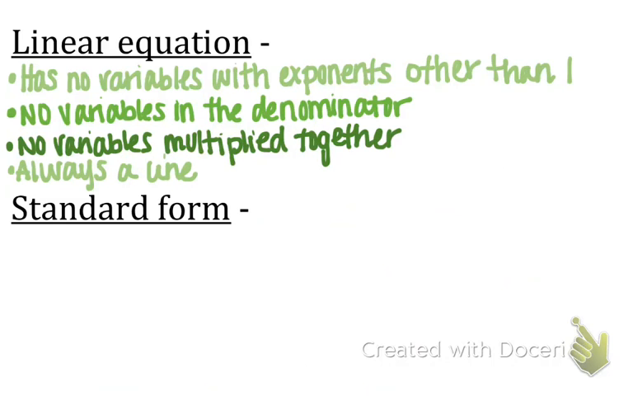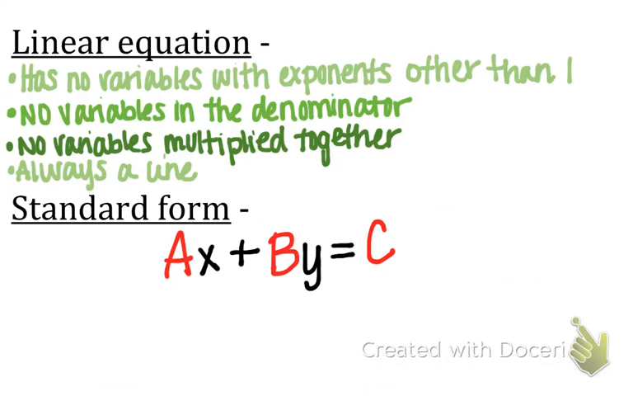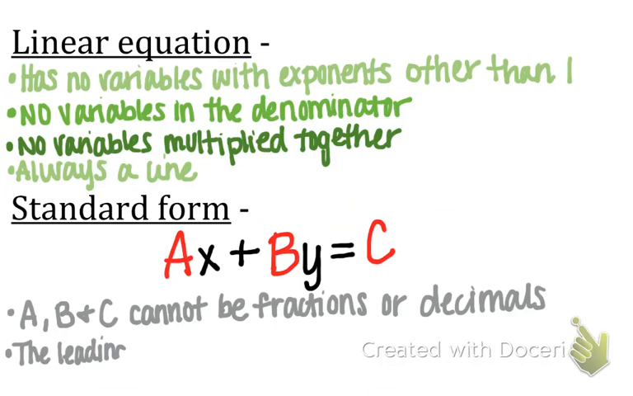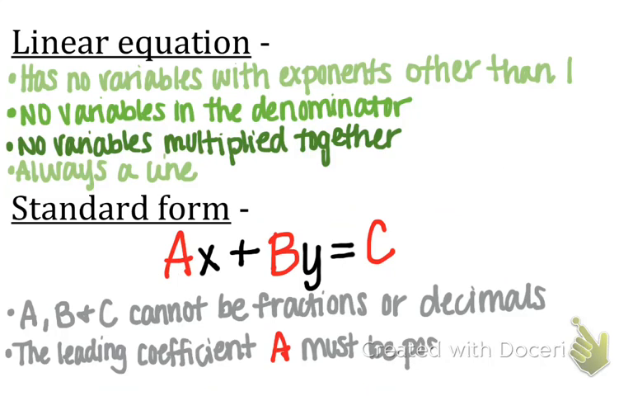The general standard form of a linear equation is ax plus by is equal to c, where a, b, and c cannot be fractions, they cannot be decimals, and also the leading coefficient, which is a, because it's in the front of the problem, the first coefficient that you see, must be positive.